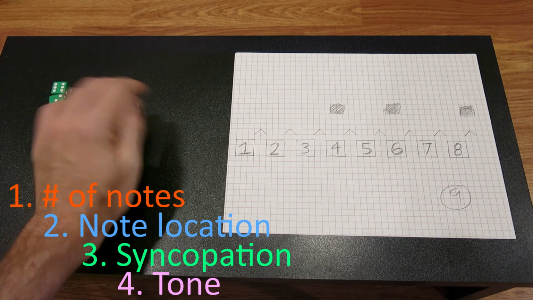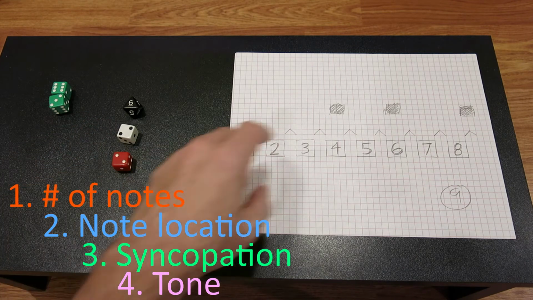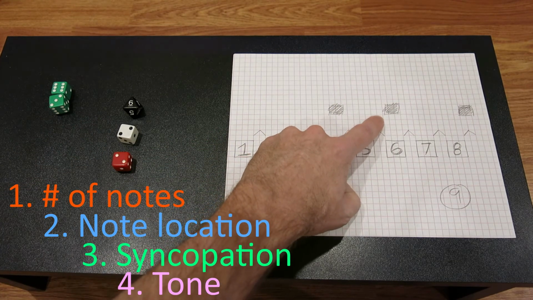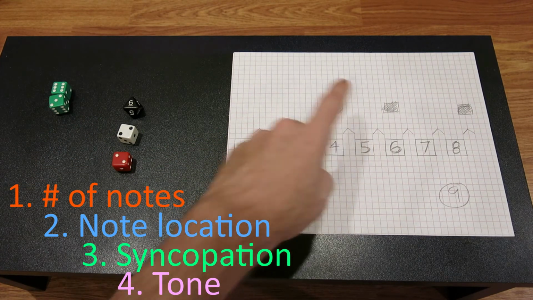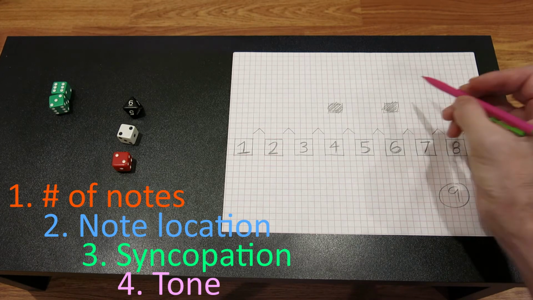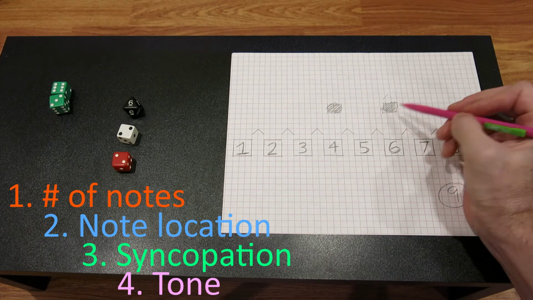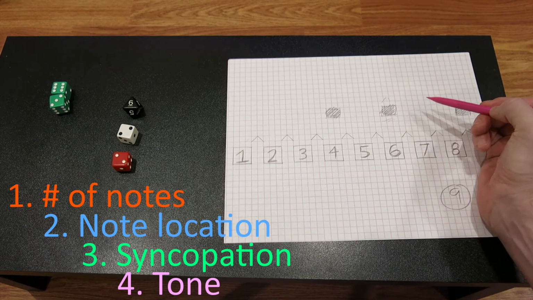So let's say I roll the dice, I get the exact same thing. It's a six on a downbeat. Well, I already have a six on a downbeat. This is where you need to determine your own rules. I decide that if I've got two don, I make that don accented. I might accent it by putting a little mark on top or highlighting it underneath, something like that.